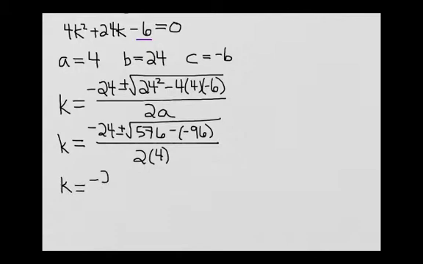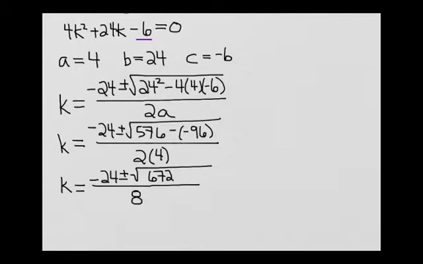So this is negative 24 plus or minus the square root of 576 minus negative 96. That's 576 plus 96. Using my calculator, I find out that that is 672, and then we're going to divide by 2 times 4, which is 8.